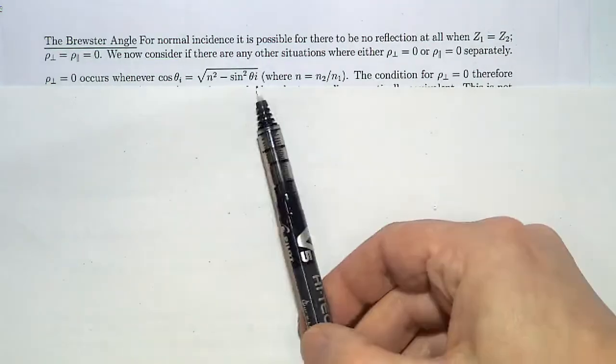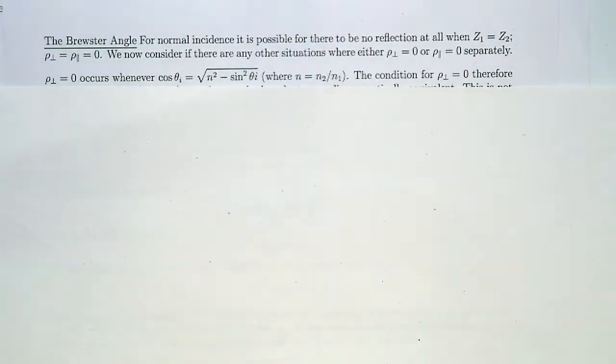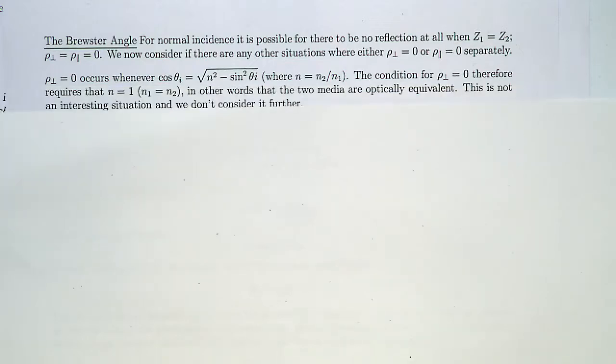See, there's a small typo there, I'll get rid of that. You've seen before this situation. This is called the Brewster angle. So theta I here is the Brewster angle. And in that situation, the P polarized wave is not reflected at all, it's only transmitted.